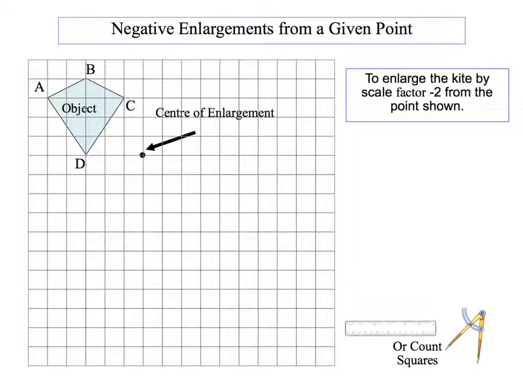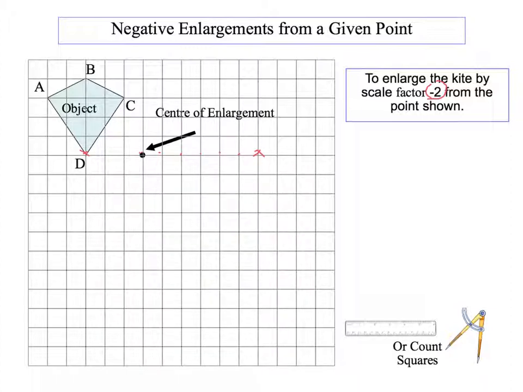A B grade question might say scale factor of -2. This time, the minus sign means we have to swap the direction. So from the centre of enlargement to point D, I've moved 1, 2, 3 to the left. Now for my image, I'm going to go back to the centre of enlargement and move 3 to the right. Wait a minute. That would work if it was -1. This is -2, so it's not 3 to the right, it's 6 to the right.